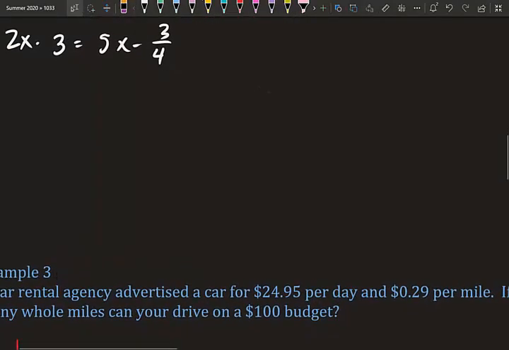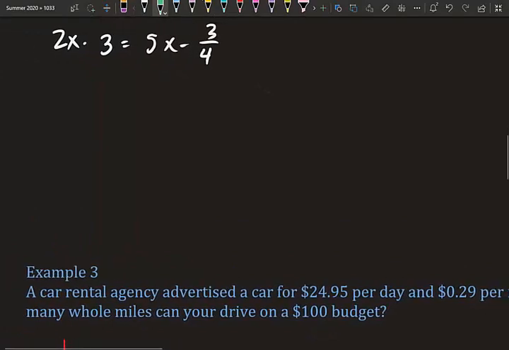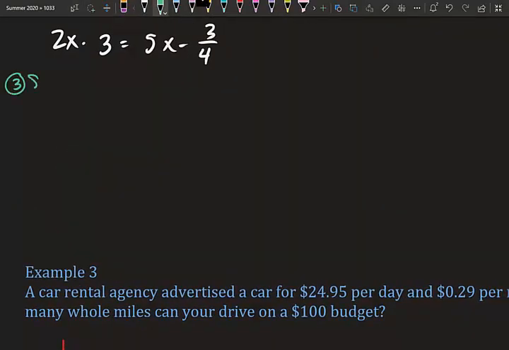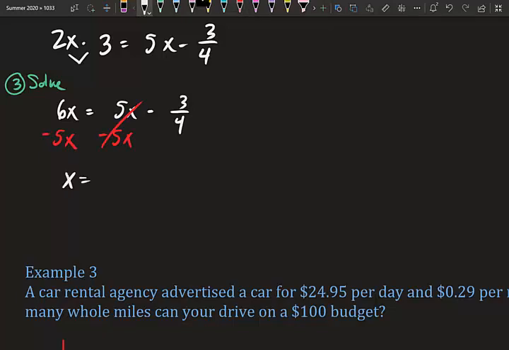Now we can solve. That's our third step, is to solve. So to solve, I'm going to do 2x times 3 is 6x, and that equals 5x minus 3 over 4. We have x's on opposite sides, so let's bring them together. I'm going to subtract 5x over. And we are done. We have x equals negative 3 over 4. So interpret.